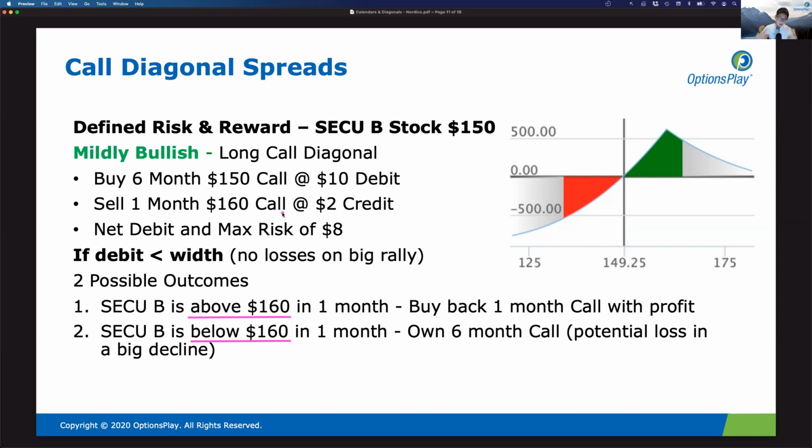But if the stock is below the strike price, you simply let it expire worthless, just like a covered call, and you can continue to sell more calls as well, or you can just hold on to the long call option. Going forward, if you are still mildly bullish or neutral or very bullish, you can make adjustments as to what you want to do.